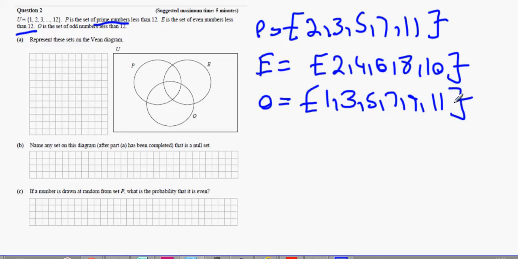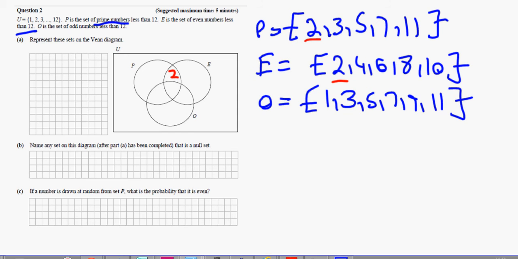Okay, so let's see. First of all, is there any numbers that are present in all 3 sets? So is there anything here in the middle? Well, as you can see, there's no even. 1 is a set of even numbers, 1 is a set of odd numbers. They have nothing in common, therefore there can be nothing in the middle of all three. Okay. Now, the next part is, what about P intersection E? Well, they have 2 in common. The only one they have in common is 2. So 2 goes in here. Okay. And what about the next one?